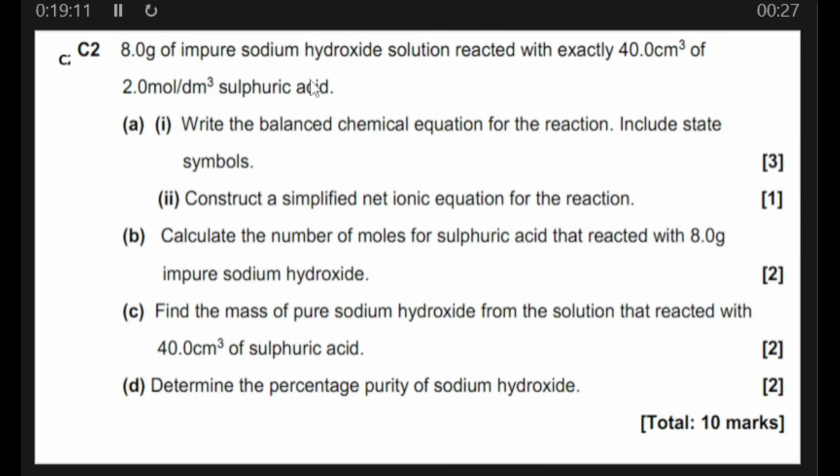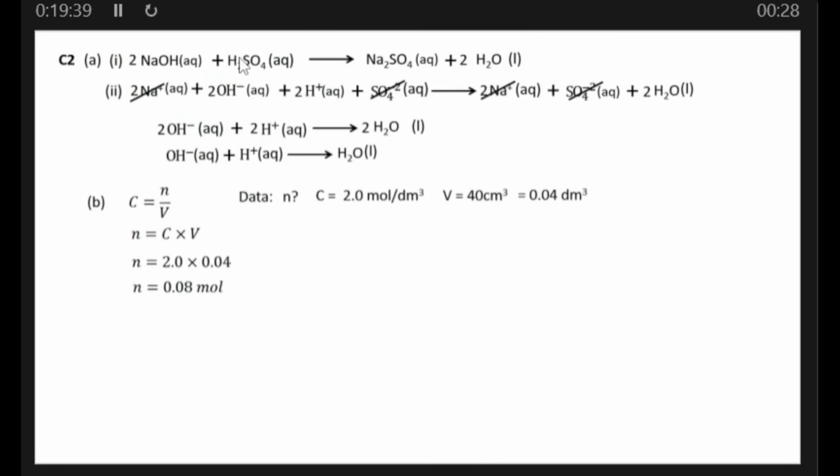That pure part which reacted, because this is 8.0 of impure sodium hydroxide solution. Then they are saying find the mass of pure sodium hydroxide from the solution that reacted with 40 cubic centimeters of sulfuric acid. So only the pure part reacted, the other part never reacted. So they want that part which reacted. So how do we know that part? That part can only be found from the equation here, and then by using this value 0.08. Take note, 0.08 mole is the number of moles of what? Of sulfuric acid.